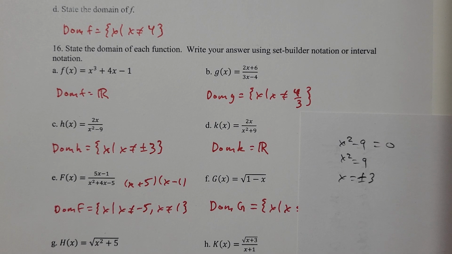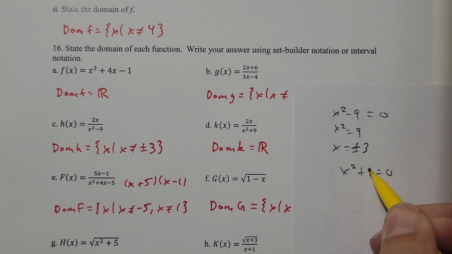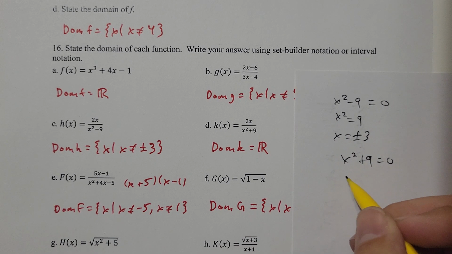Part D, k of x equals 2x divided by x squared plus 9. Well, I'm interested in the denominator here. I know that the denominator can't be 0. So will it ever happen if x squared plus 9 is 0? Well, will that ever happen there? Well, if I subtract 9 from both sides, I get x squared equals negative 9.